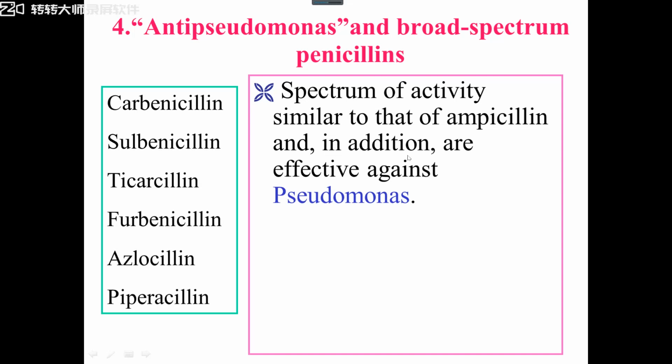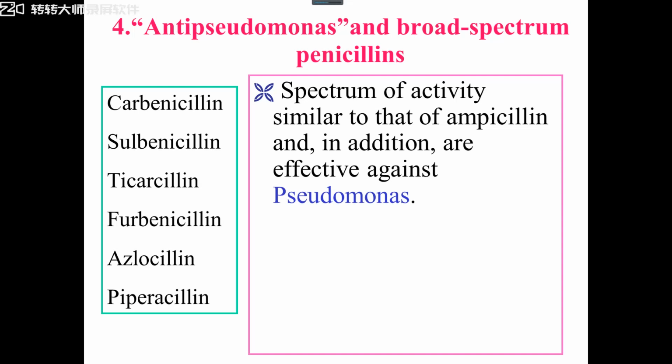These drugs, such as carbenicillin, their bacterial spectrum is similar to that of ampicillin and amoxicillin, broad spectrum. In addition, these drugs are effective against and kill Pseudomonas. So that means in clinic we use carbenicillin or sulbenicillin mainly to treat Pseudomonas infection.